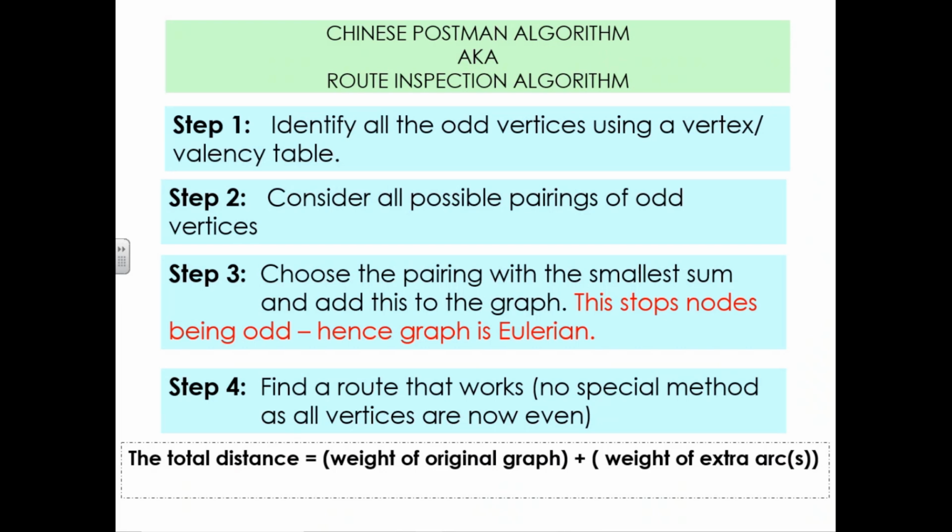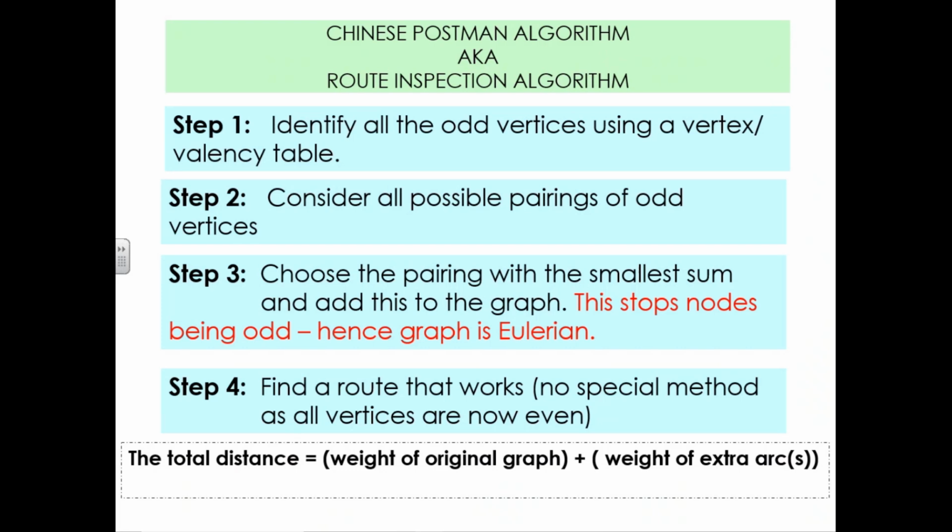And to do that, we're going to consider the possible pairings of the odd vertices. Okay, essentially, we're going to turn this graph into an Eulerian graph by matching up the odd vertices and turning them into even vertices. Okay? We're obviously going to pick the smallest ones to repeat, because that will give us the smallest possible distance or whatever it is. And then you might have to find a route that works. This will make more sense when we go through an example.